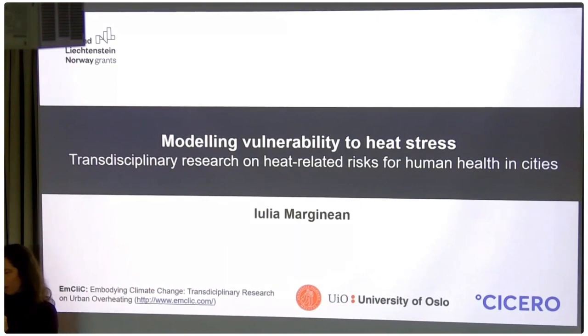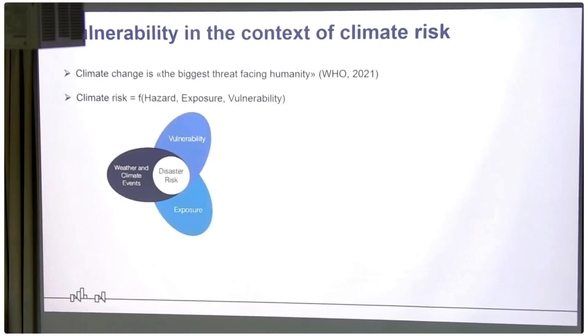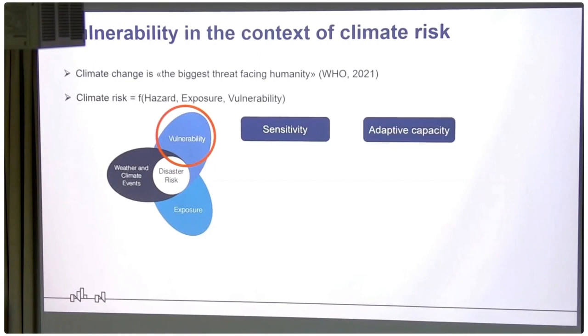So I'm going to focus today on modeling vulnerability and how we assess the complexities of heat-related risks in cities. So just to give you a little bit of context, the World Health Organization, as it was mentioned earlier today, has called climate change the biggest threat facing humanity, and the Intergovernmental Panel on Climate Change defines threats or risks as a function of hazard, exposure, and vulnerability. And I'm going to briefly touch upon all of these 3 elements, but I want to focus specifically on vulnerability a little bit more. And we can think of vulnerability as a combination of sensitivity and adaptive capacity.